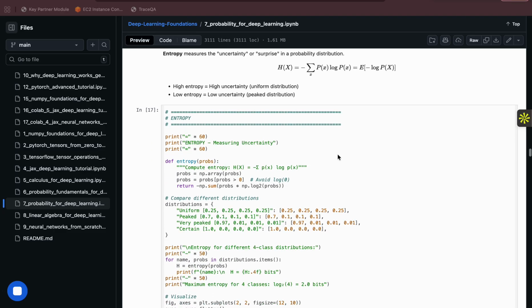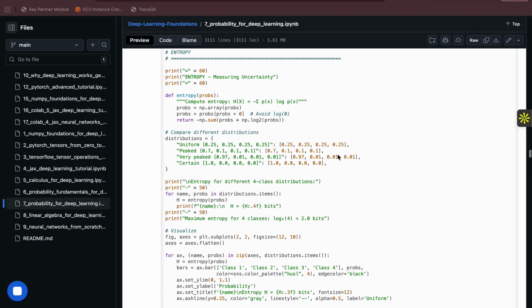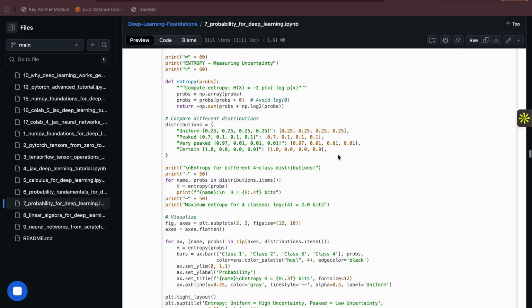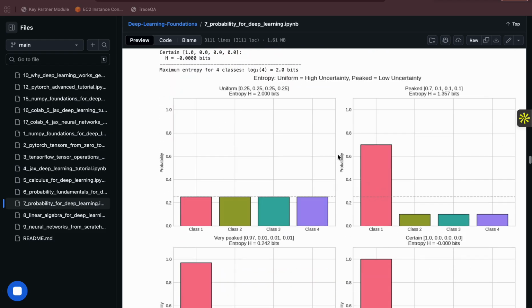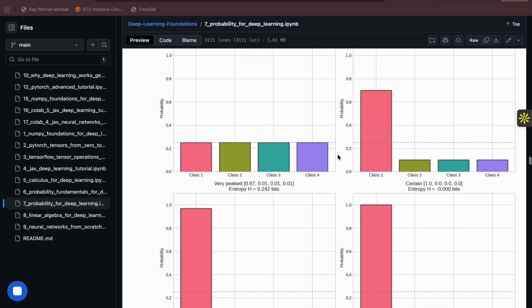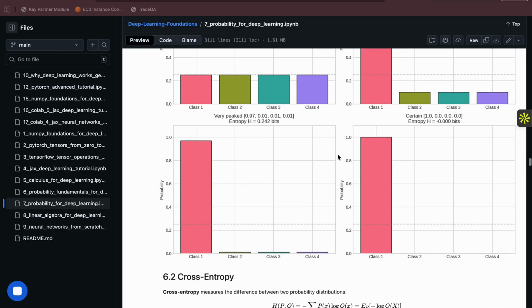Here we compute entropy for 4 different probability distributions: uniform, peaked, very peaked, and certain, and then visualize them to show how entropy measures uncertainty.